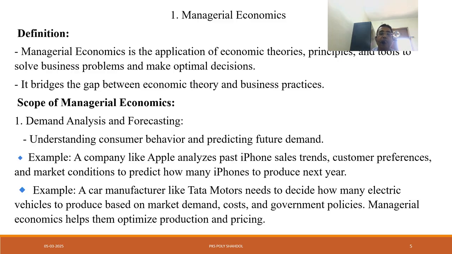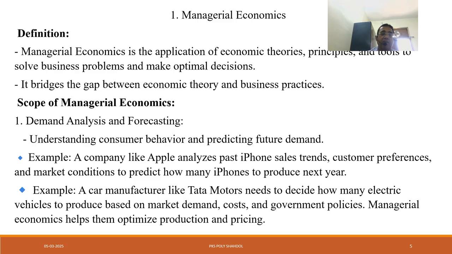Example: a company like Apple analyzes past iPhone sales trends, customer preference and market condition to predict how many iPhones to produce next year. It means Apple wants to decide how much product, how many phones, are to be produced in the next year. So it is done by forecasting by means of surveys.